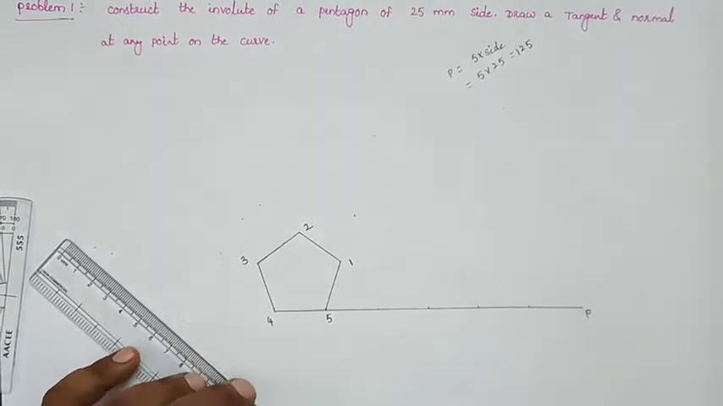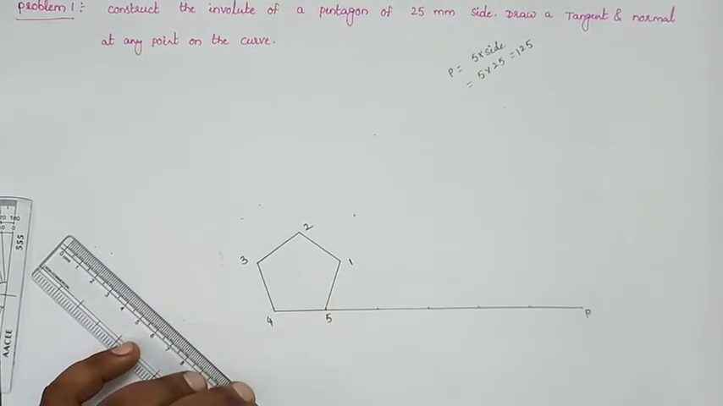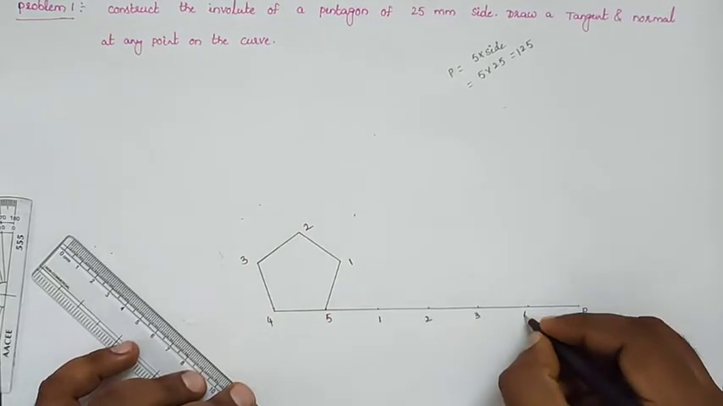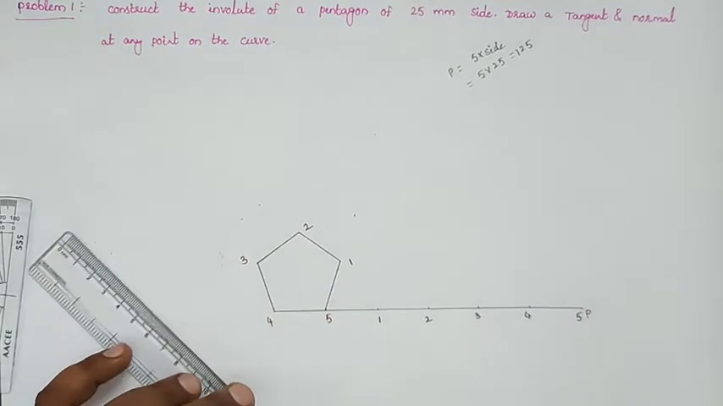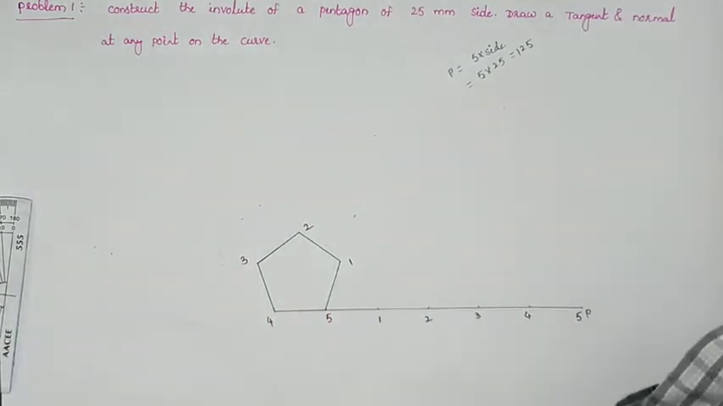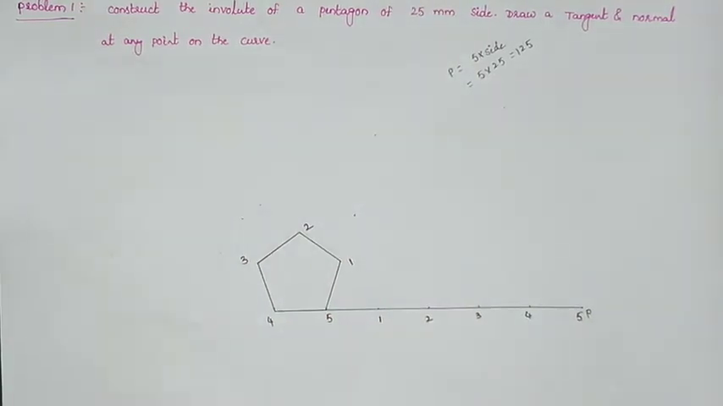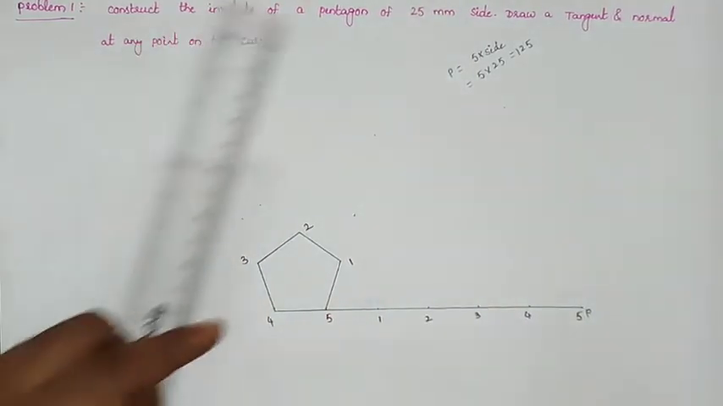So you can divide it: 1, 2, 3, 4 and this is 5. Now after dividing the string of the length into 5 parts, that means 125 into 5 parts.